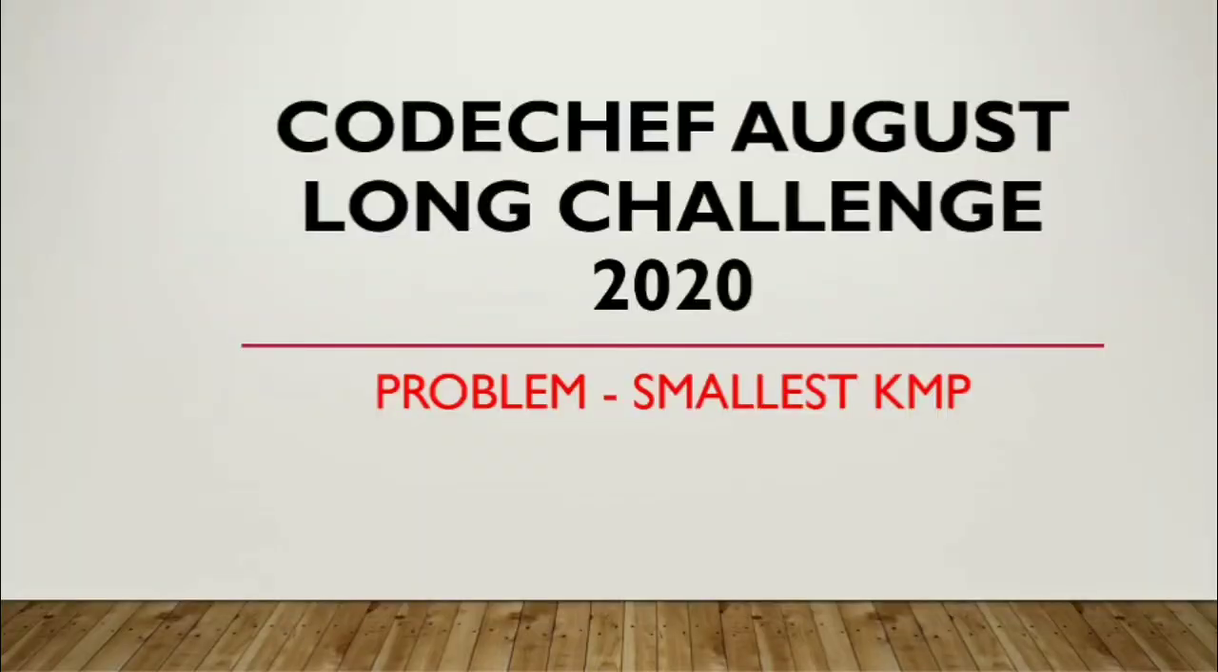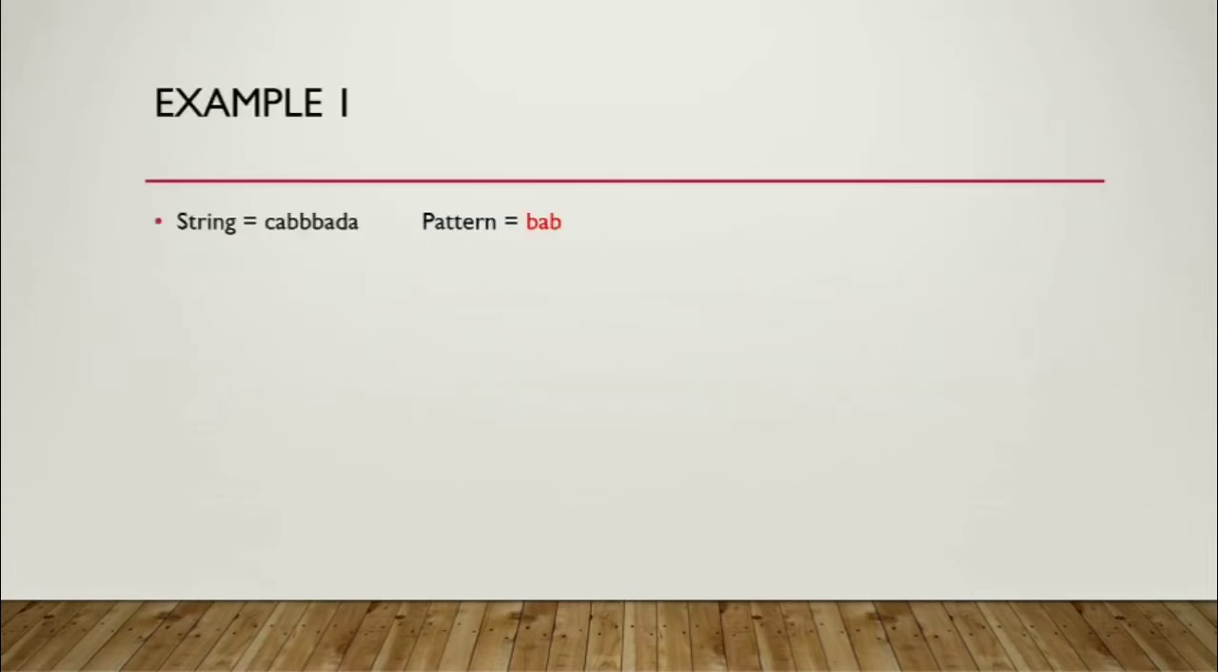For this, we will consider an example and understand what exactly we have to do. For the first example, we have considered the string as CABBBADA and the pattern as BAB. Here, as you can see, the pattern BAB is not directly present in the string as a substring, but all the characters of the pattern, that is 2 times B and 1 A, are present in the string. So we have to reorder the string in such a way that the pattern occurs as a substring in the resulting string.